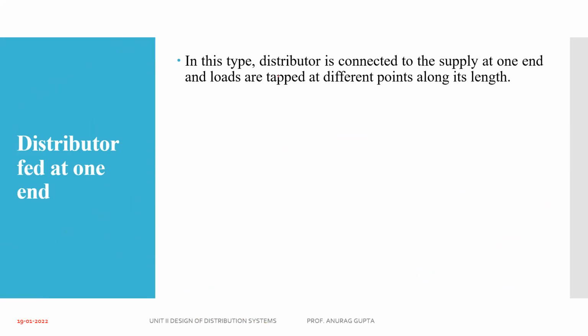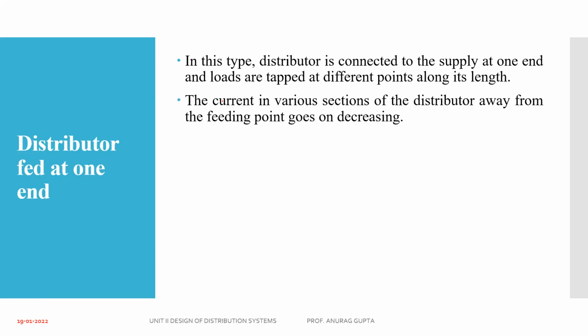Clear. We'll discuss some numerical problems on how you can solve and find the voltage drop and voltage in each type of section. So starting from the first one, that is called distributor fed at one end. In this type, the distributor is connected to the supply at one end and loads are tapped at different points along its length. The current in various sections of the distributor away from the feeding point goes on decreasing.